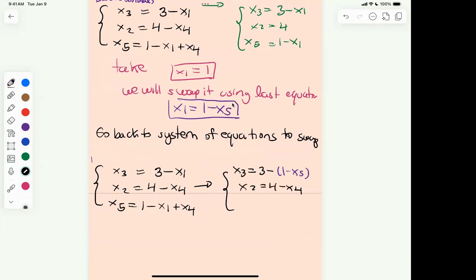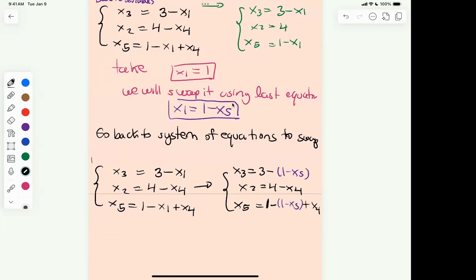There's nothing to do there. And x5, right? X5 is 1 minus x1, but x1 is 1 minus x5. Oops, same wrong color. 1 minus x5 plus x4. Right, so you do the substitution because then you see everything is now written in terms of x5 and x4.